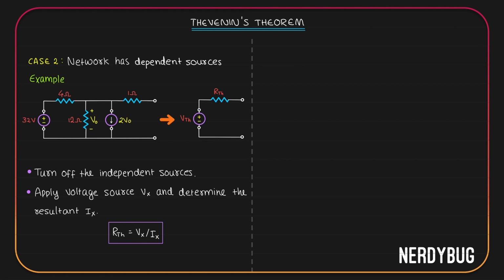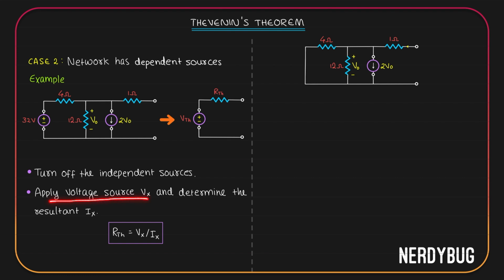First, I will turn off the independent sources. Then the circuit will look like this. I shorted the 32 volt voltage source over here, but the current source is still here. Why? Because it is not independent. It is dependent on whatever voltage we get over the 12 ohm. Now, the second step is apply a voltage source Vx and determine the resultant Ix.